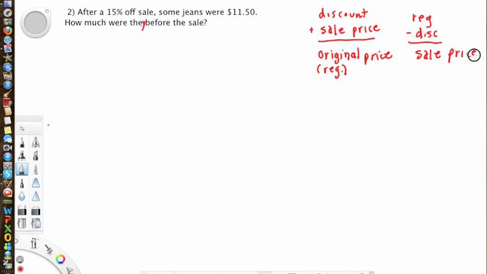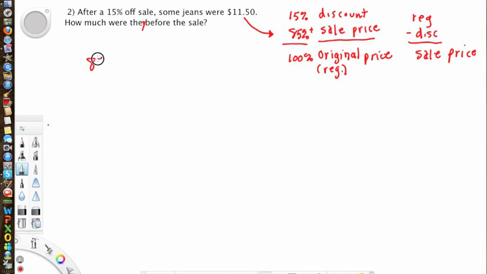So why am I going over all this? Because what they're telling us is that the discount is 15%. The original price is 100%. Okay, what's this $11.50 here? That's the sale price, and how much is that? That's 85%, because 15 plus 85 is 100%. Now that's very important, because now we can set up a proportion.